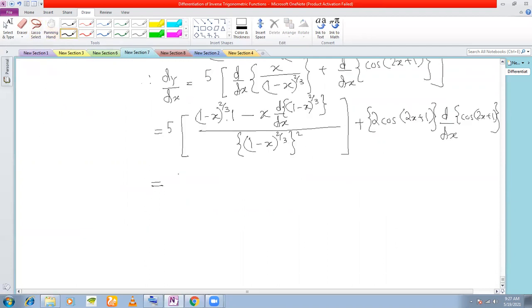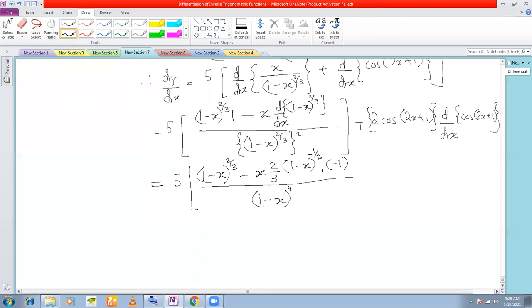So now, we'll see here, (1 minus x) to the power of 2/3, you'll get here minus x times, if you differentiate this, you get 2/3 into (1 minus x) to the power of 2/3 minus 1, which is minus 1/3, into d/dx of (1 minus x), which is minus 1, divided by (1 minus x) to the power of 4/3.